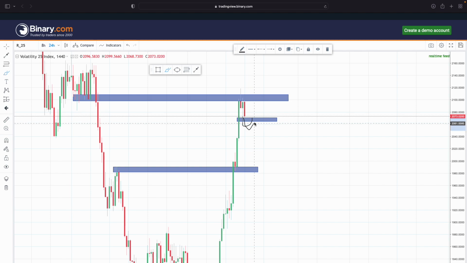So we're going to wait for a clear break, and then on the retest, we're going to start looking for selling opportunities there as well at this price here.